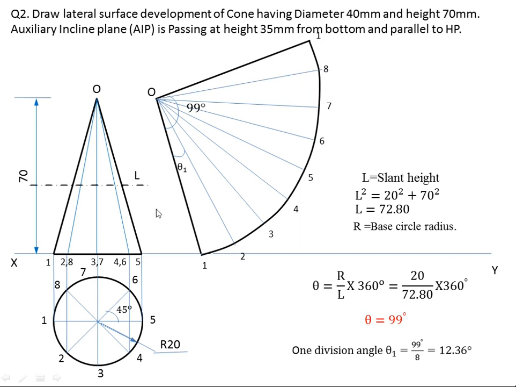Now next, locate the auxiliary inclined plane. It is passing at 35 mm from the bottom. So this distance is 35 mm from the bottom. So this is the distance.